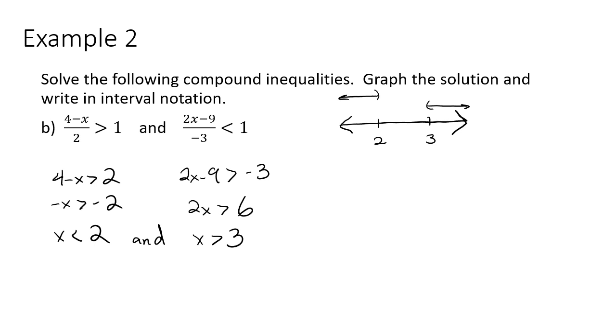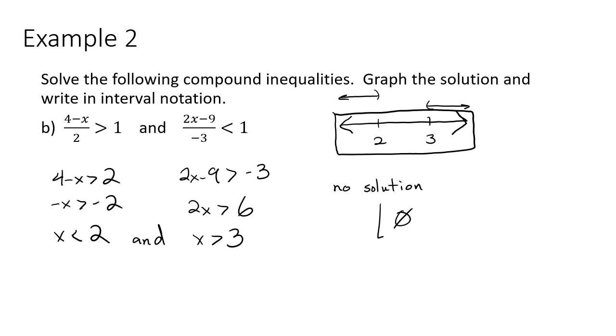So in this case, there is no overlap. There are no numbers that are both less than 2 and greater than 3. So there's no solution. So a couple different ways to write that. You could write out no solution. As far as a graph goes, it would just be a graph with nothing shaded. And you can also write this as, of course, the empty set symbol, the 0 with the slash through it.